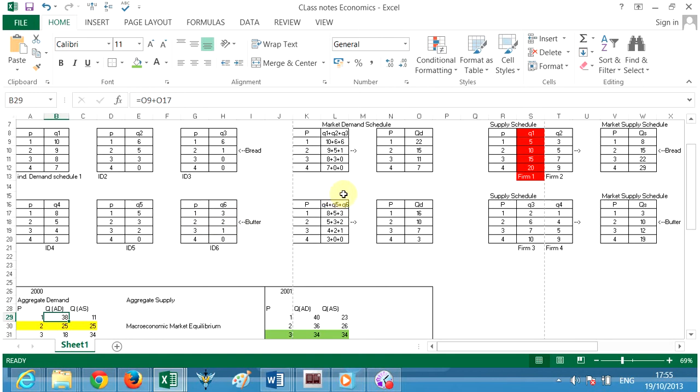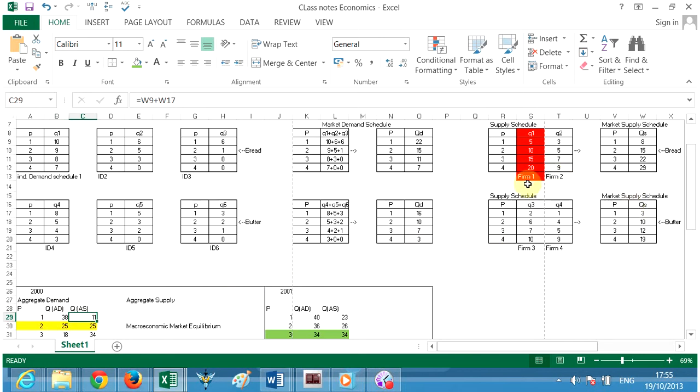So here, at this point, 15 at the price of 2, the market produced 15 units of bread and 10 units of butter. So you can see it here, 25, 15 plus 10. And I did that and so on. Here the supply is 8 at the price of 1. This fictional country produced 8 units of bread and 3 units of butter. So that's where this 11 comes from. It's the aggregate of the aggregates.